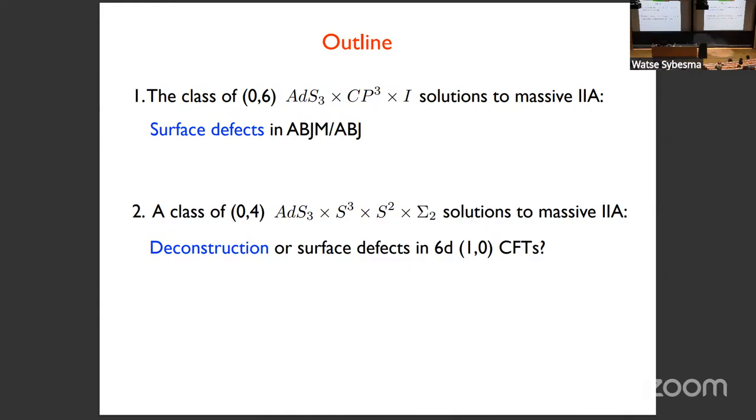Then more briefly, depending on the time that I have, I will discuss another class of solutions that we constructed some years ago, which are solutions also to massive 2A supergravity. These preserve a less exotic supersymmetry, 0.4, and we will try to interpret them as describing surface defects within 6-dimensional 1,0 CFT. In fact, this was our intention, but eventually we ended up interpreting them as describing the constructed 6D 1,0 CFTs for reasons I will explain.